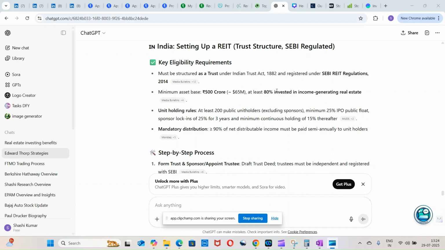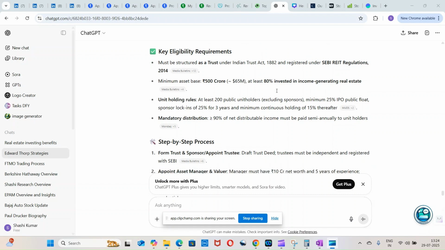And there is a mandatory distribution rule. Greater than 90% of net distributable income must be paid semi-annually to unit holders. So these are the key requirements to set up a REIT in India.